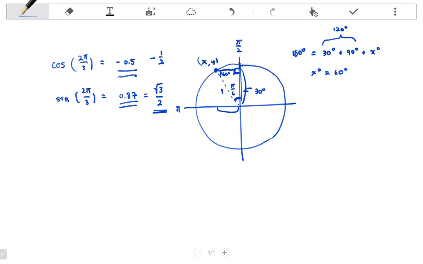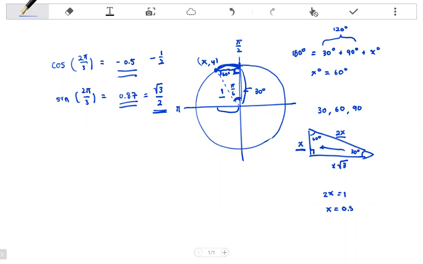And if we look at this, this is a 30, 60, 90 triangle. We know that in a 30, 60, 90 triangle, what do we know? Well, if this is 30 degrees, let's say this is 60 degrees. We know that this is 2x, this is x, and this is x times square root of 3. In this case, what is x? The one opposite of 30 degrees is x, right? What is this? Well, 2x is the hypotenuse, which is 1. 2x is 1. So x must be 0.5. So this distance right here must be 0.5.